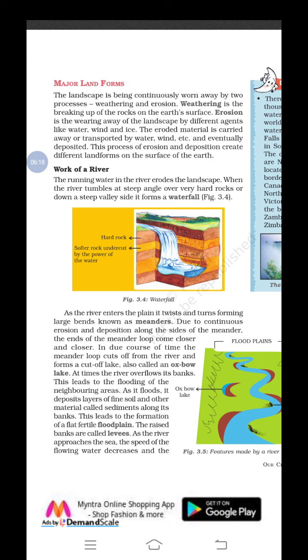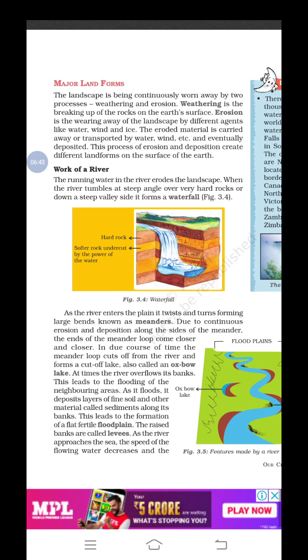And erosion happens with the help of some agents. The first one is water, the second one is wind and the third one is ice. So I hope you know about the two processes: the first process is weathering and the second process is erosion. And due to these two processes, continuous changes are happening on our earth.